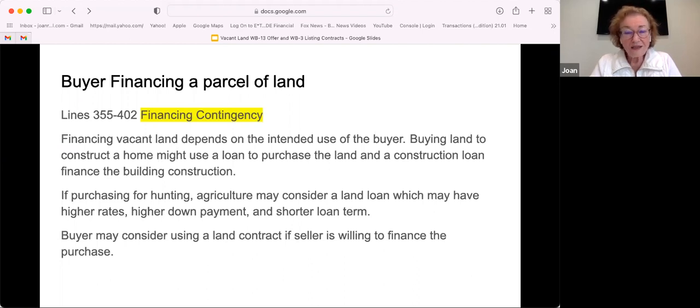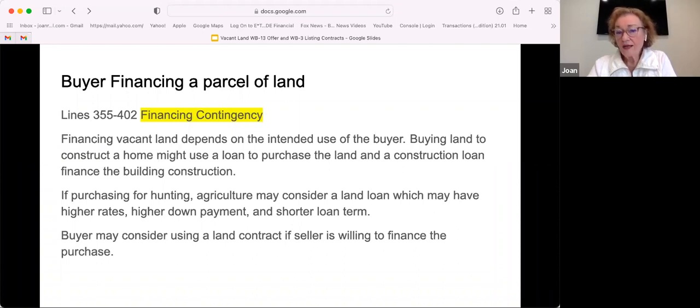But getting a land loan on its own can be a very expensive financing. The rates are higher, the down payment is higher, and the term of the loan is shorter. It's better to buy raw land that he doesn't want to develop with cash.